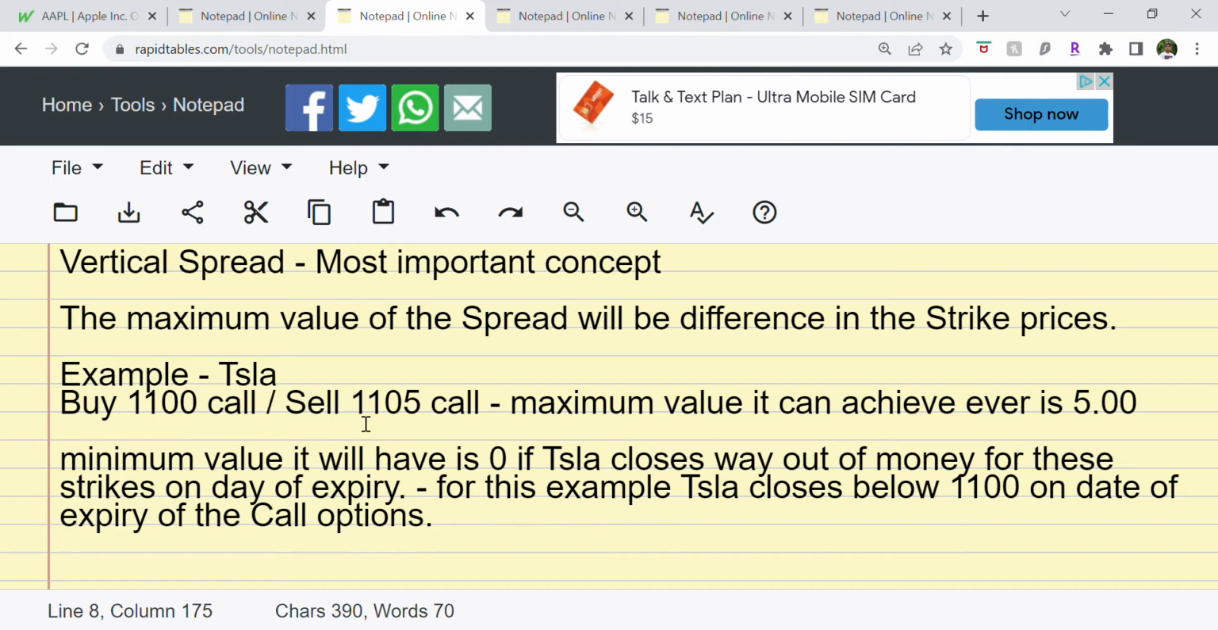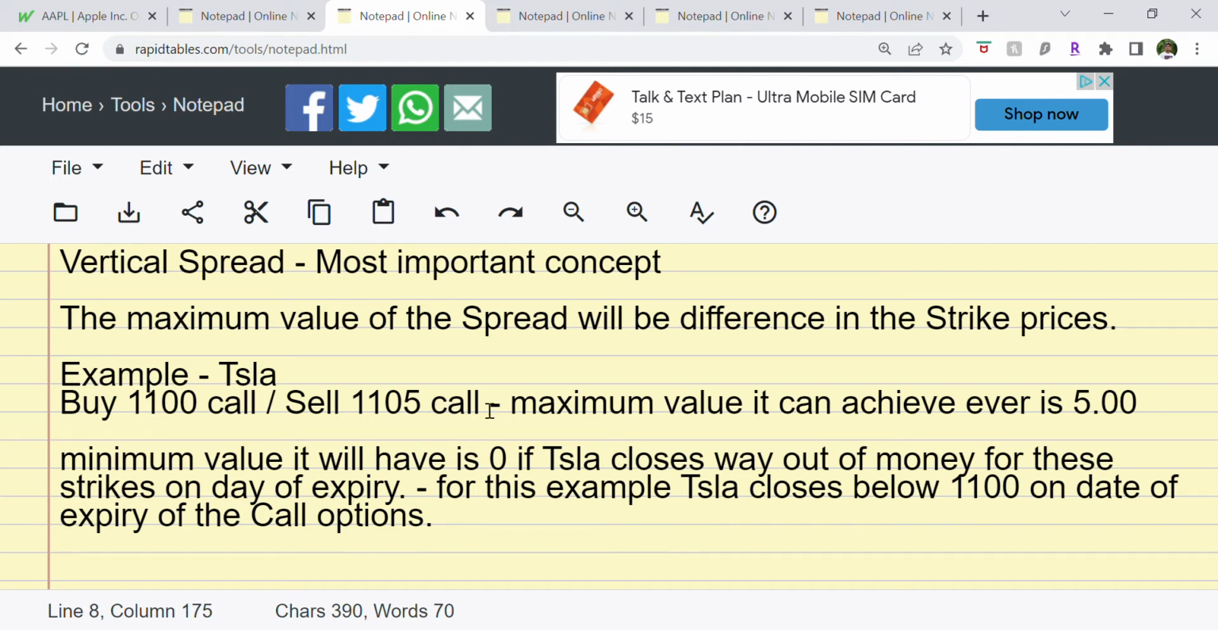The most important concept I was trying to say in this slide is the difference of the strike prices. As you can see, it's 5. In the US the lot size is 100, so the maximum value of this spread will be 5.00 in terms of dollars. You have to multiply by 100, so that will be 500. Suppose you have bought this and sold this, you are in a call debit spread, which I just told.